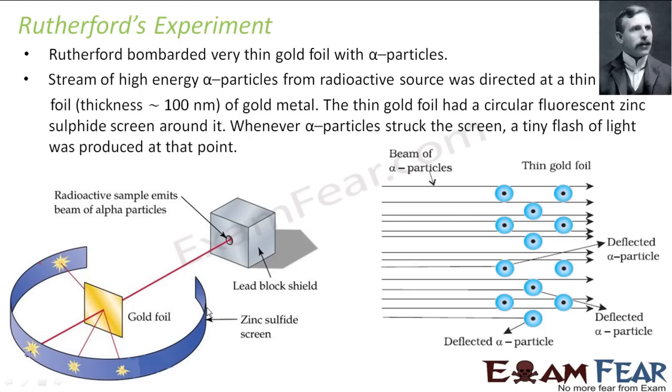By looking at that flash of light, we can detect that this alpha particle struck at this point, similarly that alpha particle struck at that point. So we can understand where exactly the alpha particles are striking, right? So this was the arrangement which was used by Rutherford in his famous experiment.